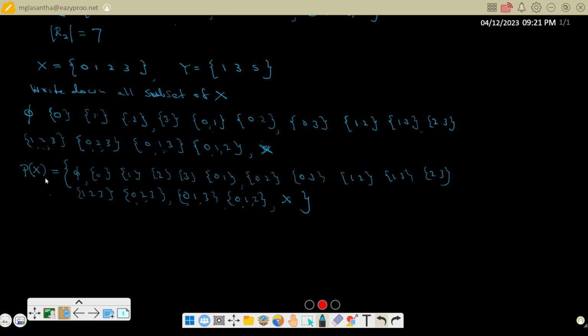The power set of X includes all subsets. What is the cardinality of the power set? Can you tell me what is the cardinality of the power set?